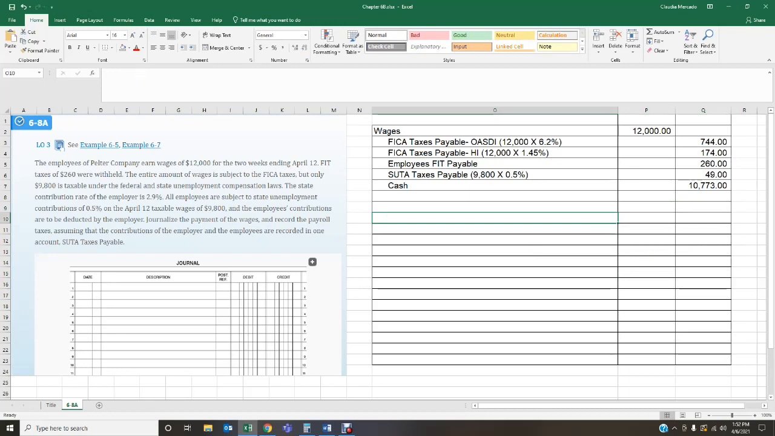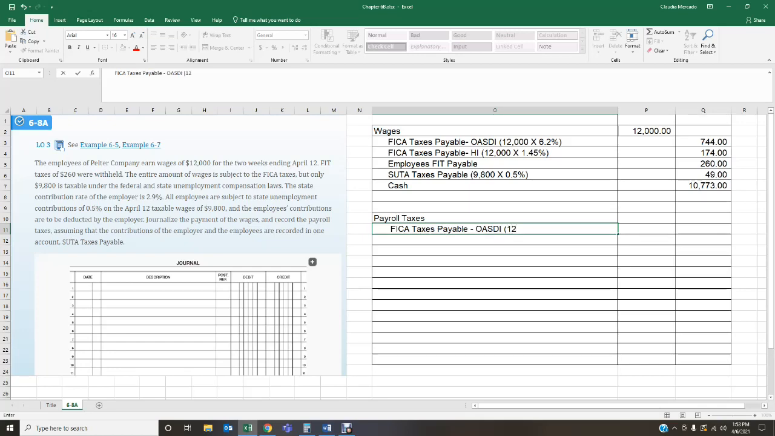Now we have to record the payroll taxes. So now we're going to have payroll taxes, and this is an expense account. I don't know how much payroll taxes it's going to be, so I'm going to leave that blank. But I do know that the employer also has to pay FICA taxes. We're going to put that into the payable account for OASDI.